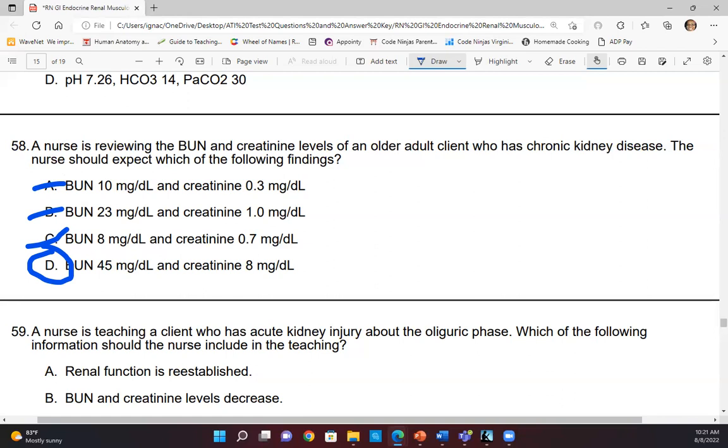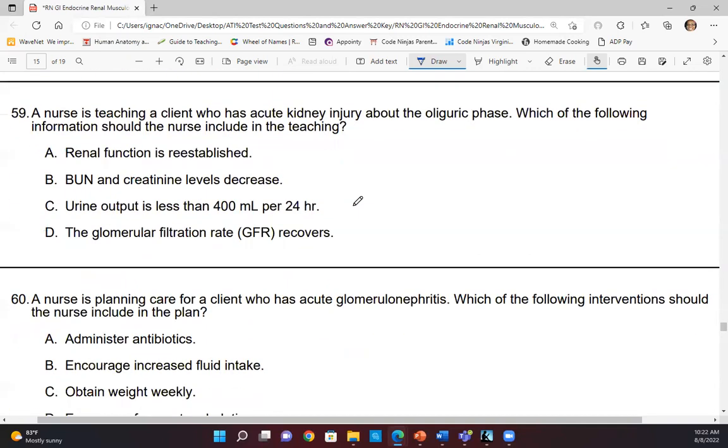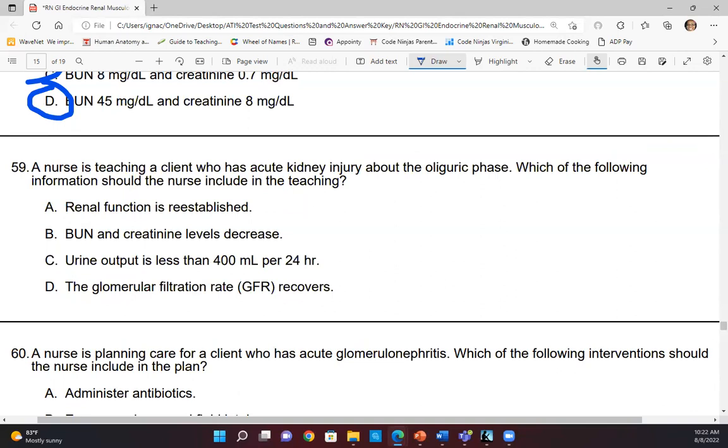And I was like, my goodness, how are you even able to talk to me right now? Right? So the BUN of 45 milligrams per deciliter and a creatinine of 8 milligrams per deciliter is going to be the correct answer.